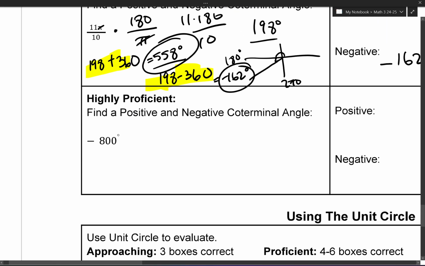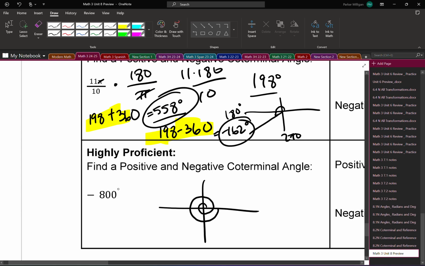And last one, finding a positive and negative coterminal angle. Negative 800. Well, I know 2 rotations is 720 degrees. Oops, my bad. Already made a mistake. It went too fast.